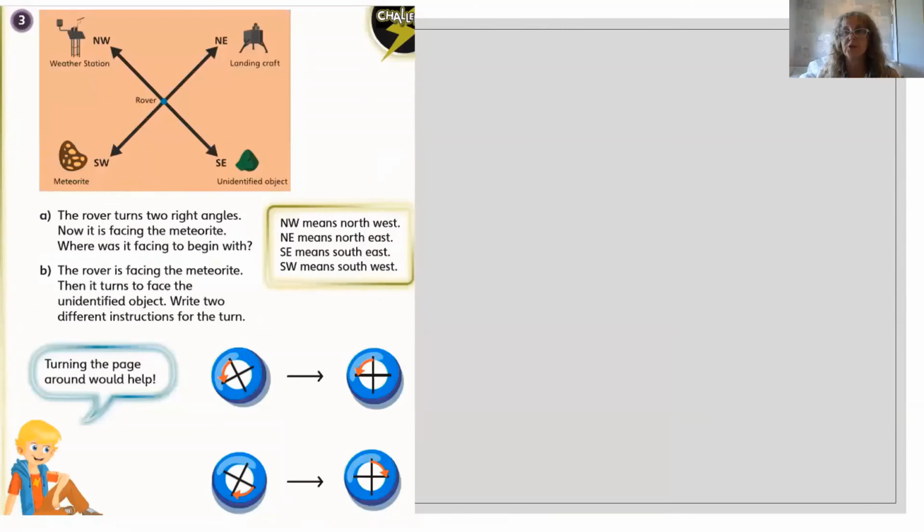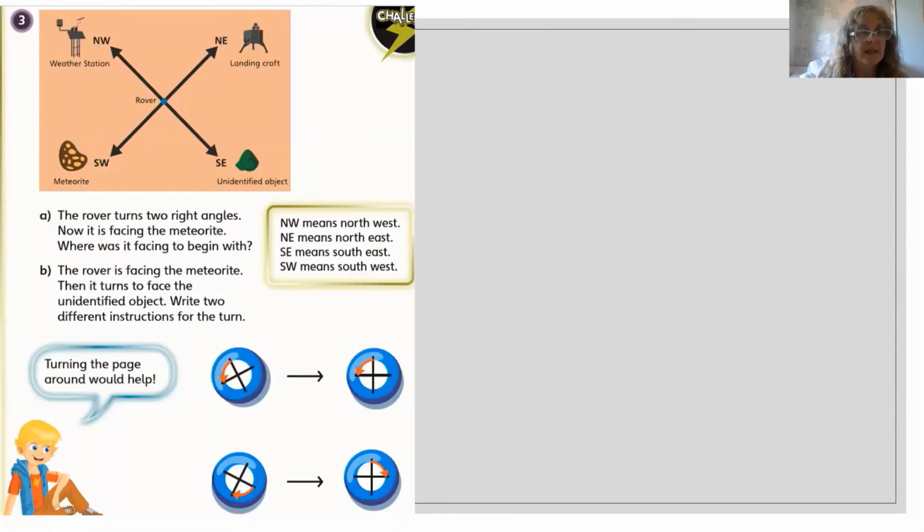Let's look at your challenge. It says a rover turns 2 right angles. Now it is facing the meteorite. Now the meteorite's here, but remember it's already turned 2 right angles. Where was it facing at the beginning? So you might want to stand up and do it and turn around if it makes it easier. Think about where it is.